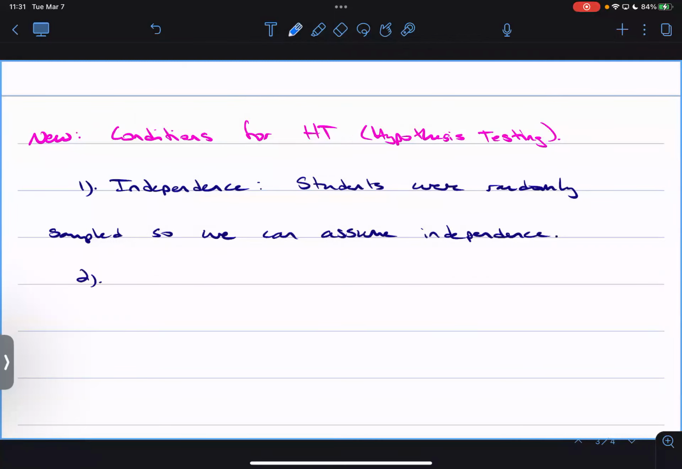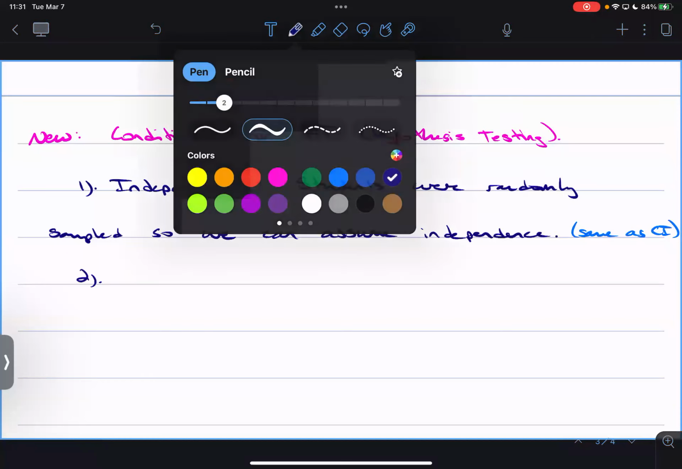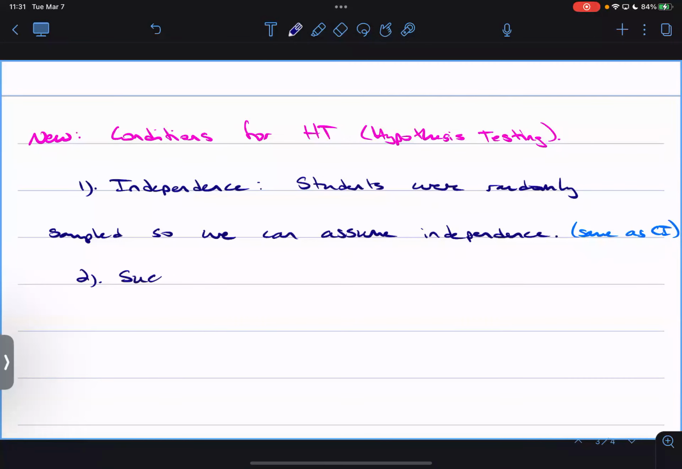Let's make a note here, same as confidence intervals. That condition is always going to be a condition for us. Regardless of the question type, we always have to assume independence. The second one is the success failure condition. I have to have at least 10 successes and at least 10 failures. We've seen that many times before already.